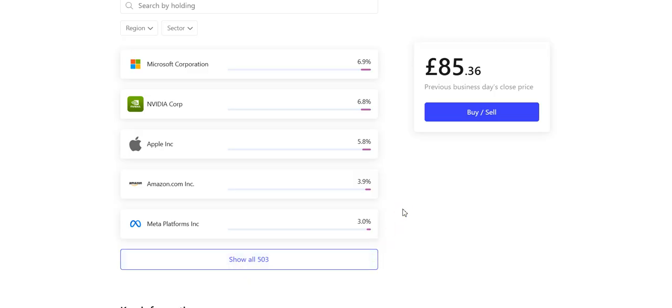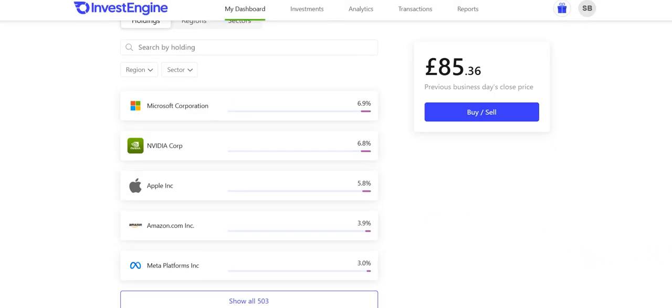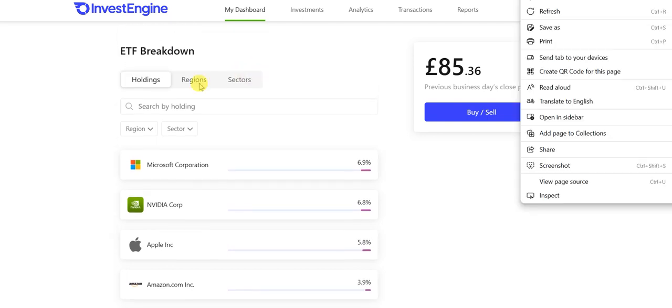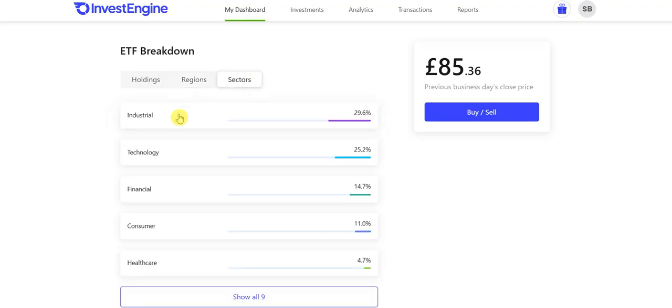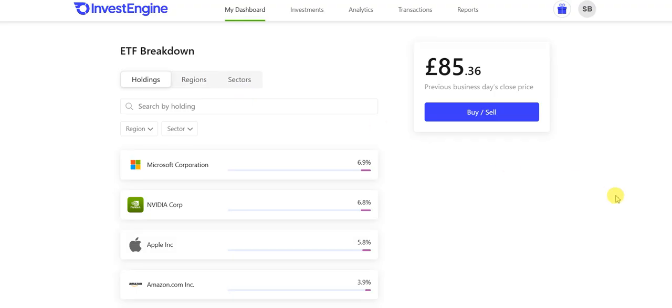Now, if there's a company that starts to not do so well, it will fall out of this index and they'll put another one in. So you don't have to worry about that. That's quite good. Then you can click on regions. Obviously, it's mostly America because it's the S&P 500. And you can click on sectors and it will give you the percentage breakdowns. As you can see, tech's quite high and industrials is quite high. So that's how you can see the information on the ETF.